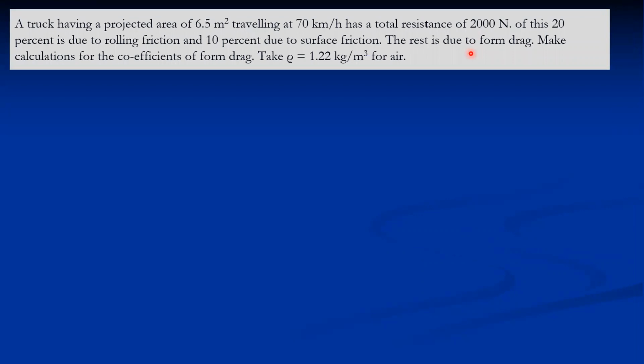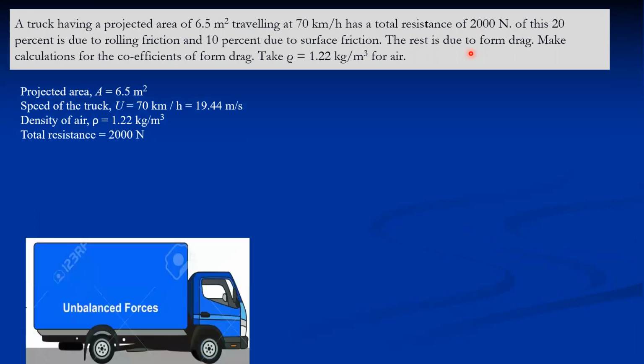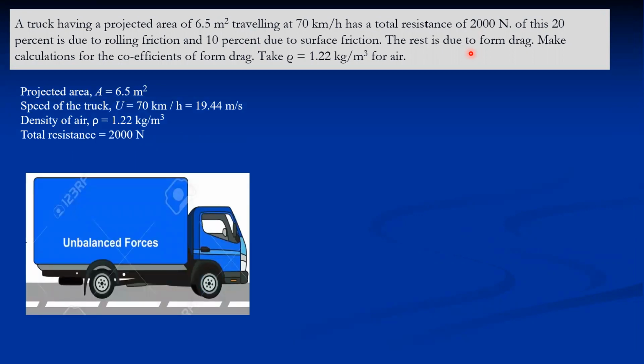A truck having a projected area of 6.5 meters square is traveling at a speed of 70 kilometers per hour and has a total resistance of 2000 Newton. Of this, 20% is due to rolling friction, 10% due to surface friction. The rest is due to form drag. Make a calculation for the coefficient of form drag. Take rho equal to 1.22 kg per meter cube for air.